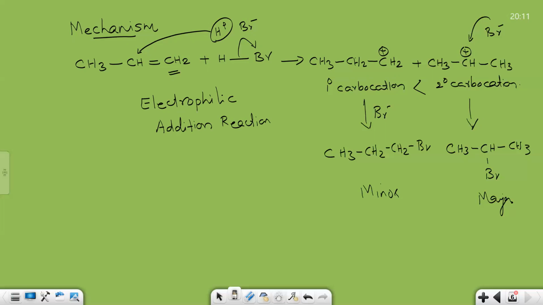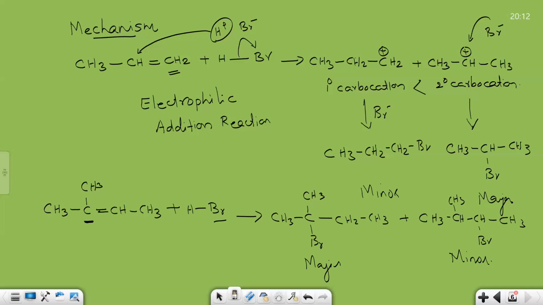We will consider another example. In this reaction, the major product will be the compound in which the bromine is attached to the carbon which is more substituted. So the bromine is with this particular carbon where more number of substitution is present, and this compound will be the major compound. The other one is the minor product.